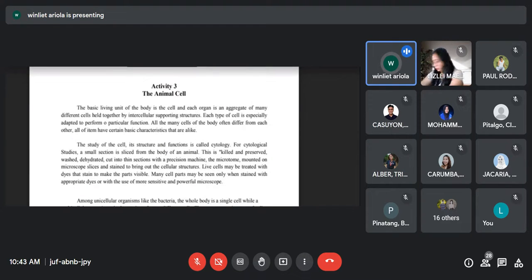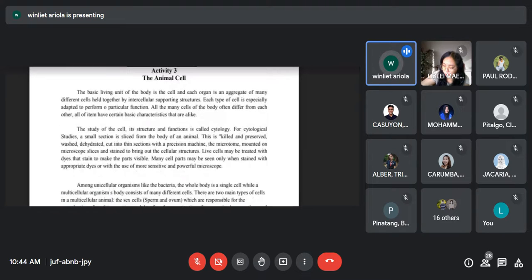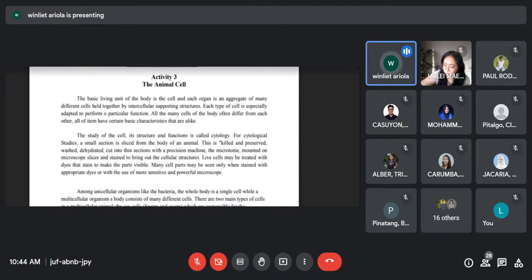So activity number 3 is all about the cell. So what is cell ba? Ano ba ang cell? It is the basic unit, structure, and function of life. No? So lahat tayo nagsisimula sa cell. So all living things start with cell. Human being, plants, animals, no, and even the microorganisms. Lahat nagsisimula sa cell.